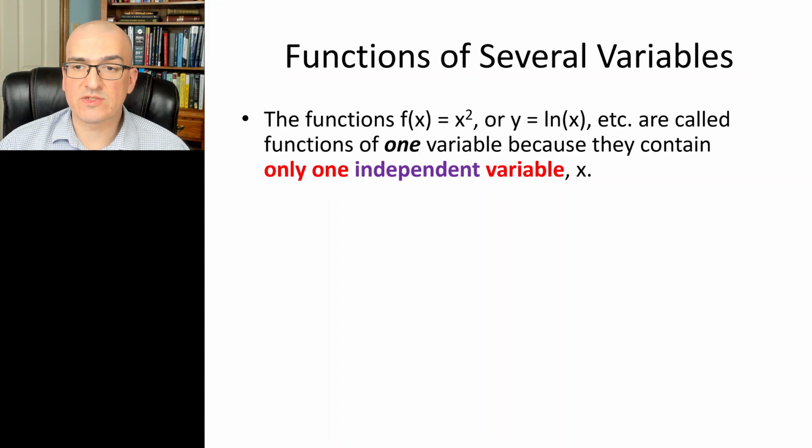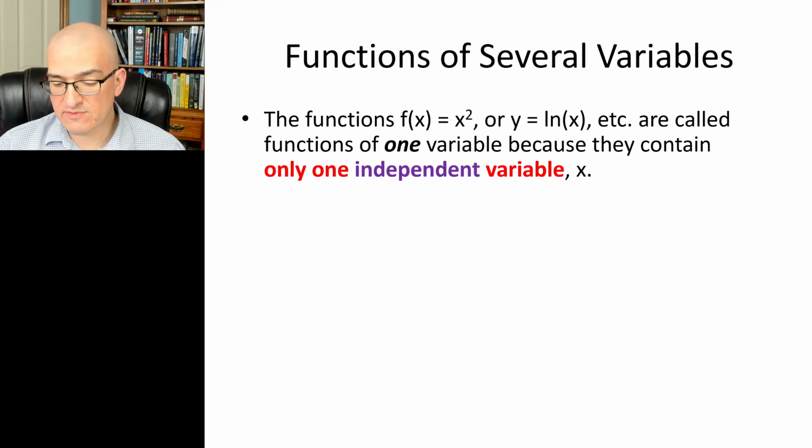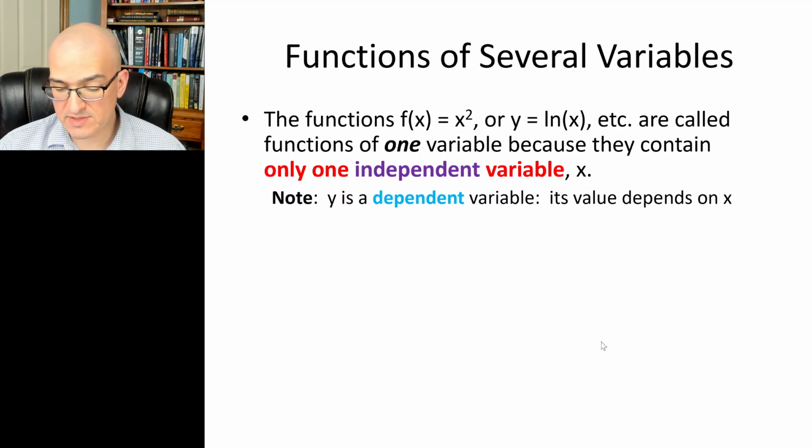So f of x is x squared, y is equal to ln of x, are both examples of functions of one independent variable, and that variable is x. Sometimes we use a t to denote the variable, and sometimes other letters.